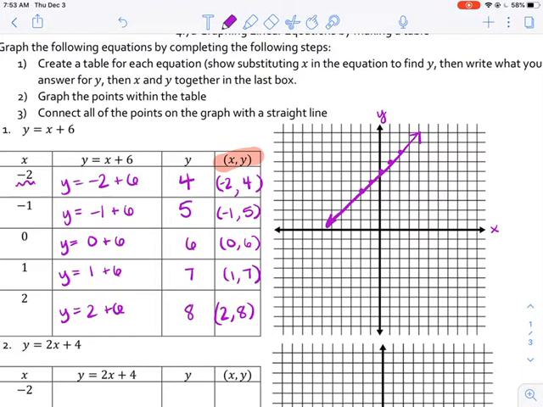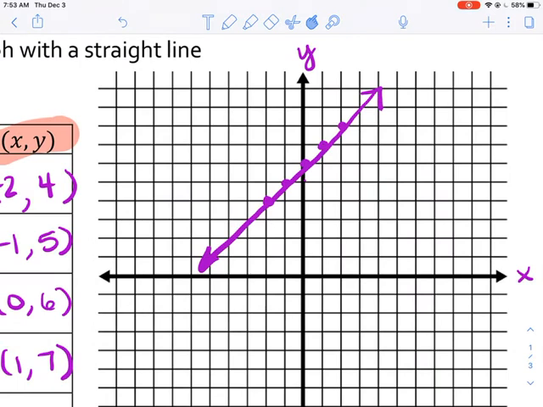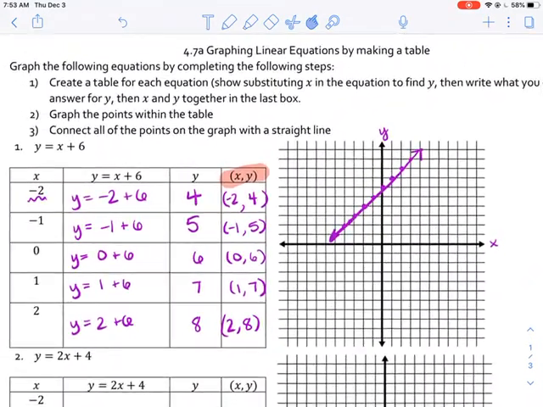Make sure your line goes through all your points and that it has arrows on the ends, because remember that this is just some of the points that make the equation true. All of the points on this line will make the equation true. So this one is another one, and this one is another one, and this one is another one, and even the ones in between. Those arrows mean that we could potentially go on forever. We could choose 1,000 for x, and we could still get a y. It'd be 1,000 plus 6. Okay, so that's how you do this one.